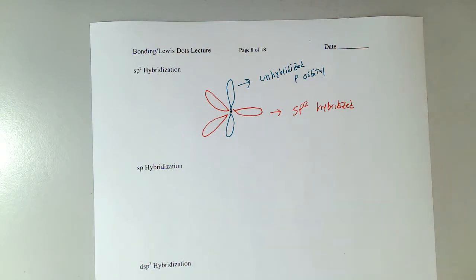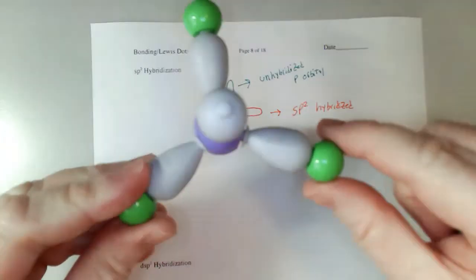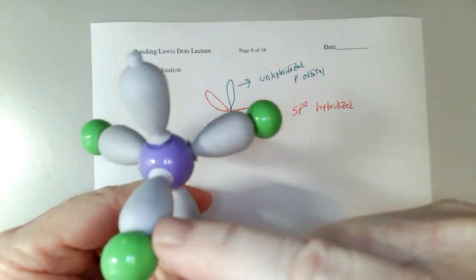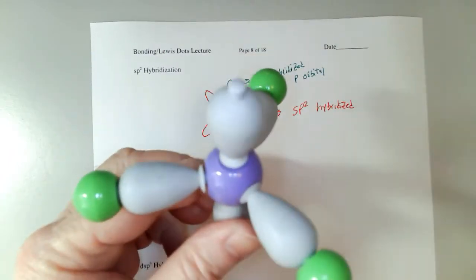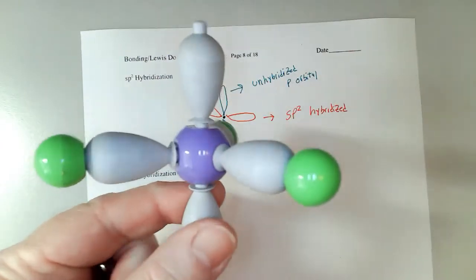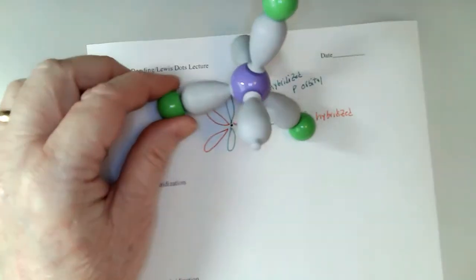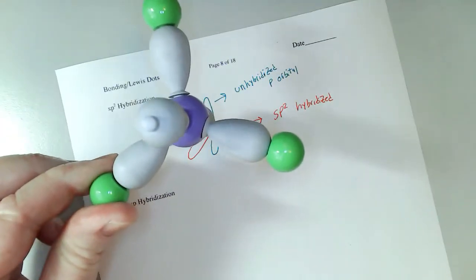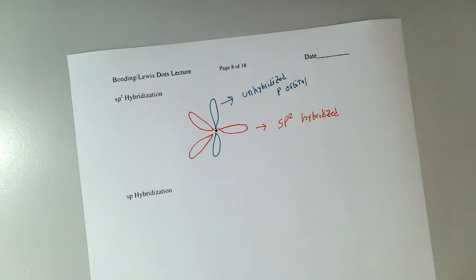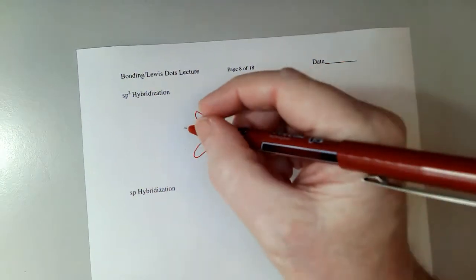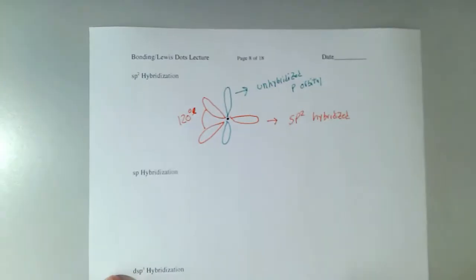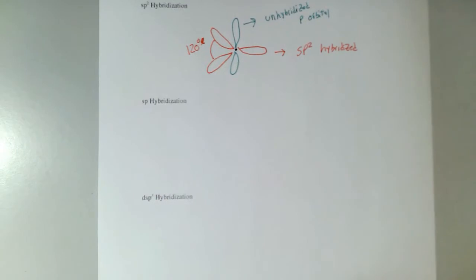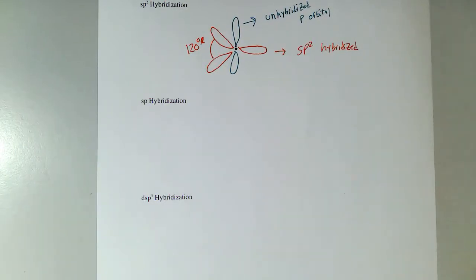Now, I can kind of show that to you with this model right here. The 3 equatorial sites are my 120-degree angles, okay? And then these without the other atoms on them are going to represent the unhybridized orbitals, okay? Now, it wouldn't hurt if we actually knew that that angle was 120 degrees.